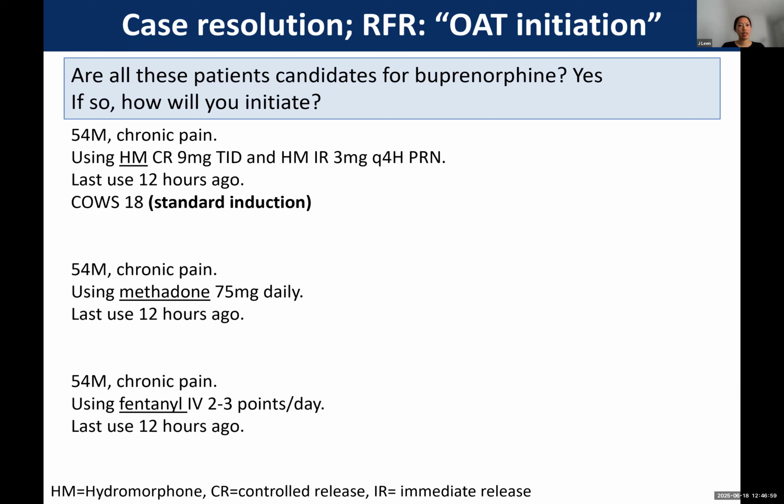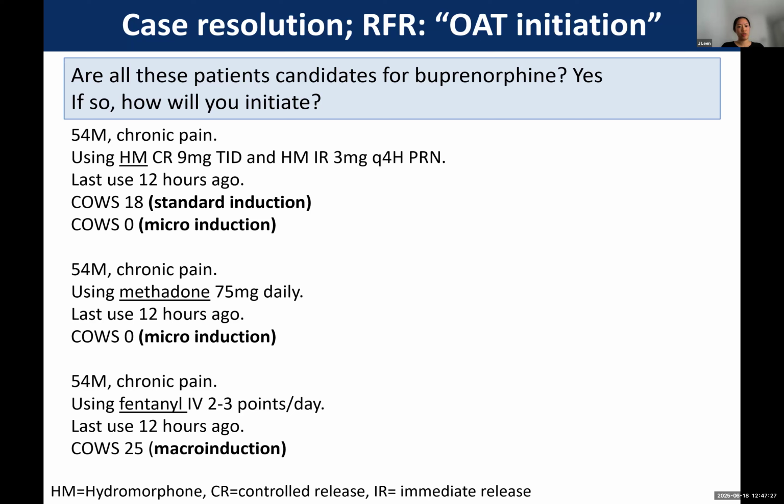So again, looking at these cases, we have a patient who's primarily on a non-fentanyl opioid who's in withdrawal. So probably a standard induction would be most appropriate for this patient. If he was not in withdrawal, then a micro-induction. For a long-acting non-fentanyl opioid user who's not in withdrawal, a micro-induction. And for a fentanyl user who is in withdrawal, a macro induction. If they're not in withdrawal, probably the best strategy would be to wait for them to go into a little bit of withdrawal and then macro induce them.